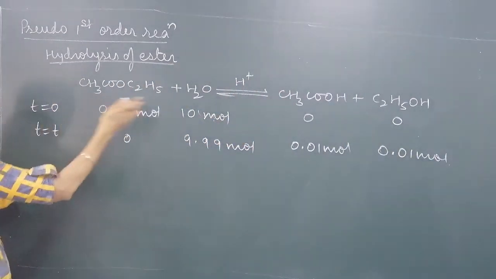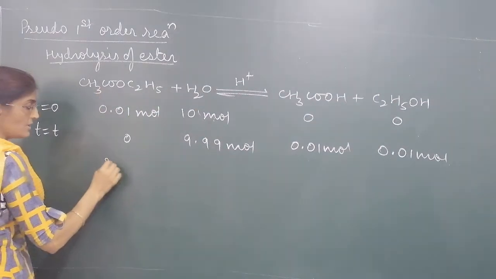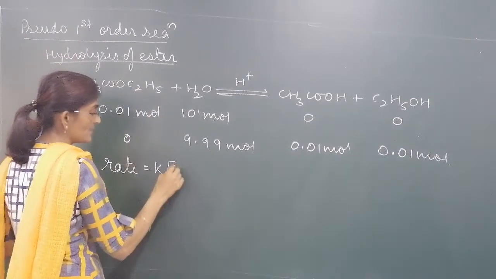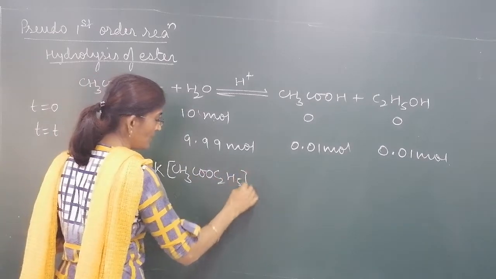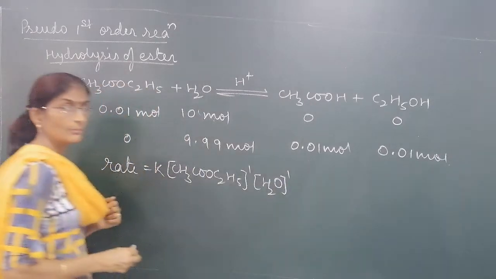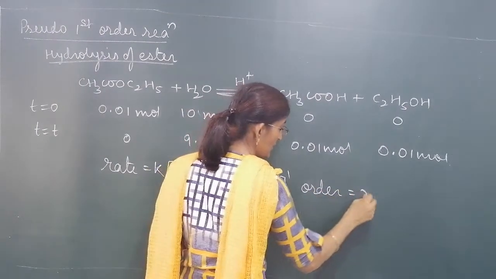For this reaction, if you write the differential rate law, the rate is equal to K, concentration of ester, CH3COOC2H5 power 1, and concentration of H2O power 1. Meaning it seems to be a second order reaction. What is the order of this reaction? Second order.